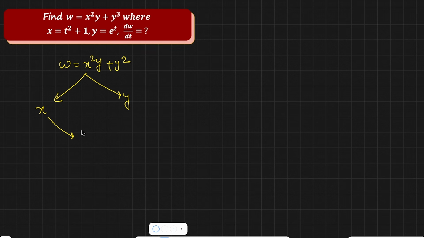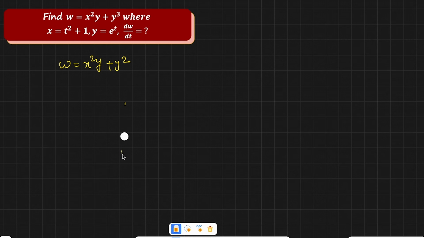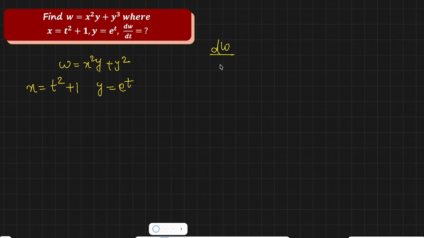x is depending on t, that is t square plus 1, and y is depending on t, that is e to the power of t. So what is the formula for finding this out? I will simply tell you: x is equal to t square plus 1, y is equal to e to the power of t. Now what is your target? Target is dw by dt.